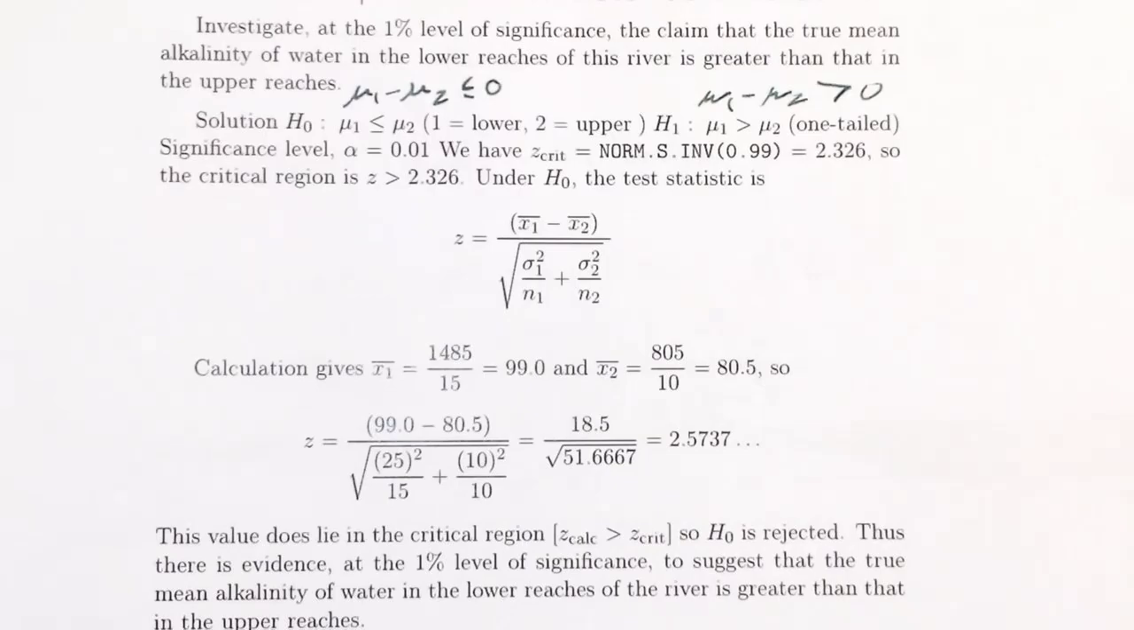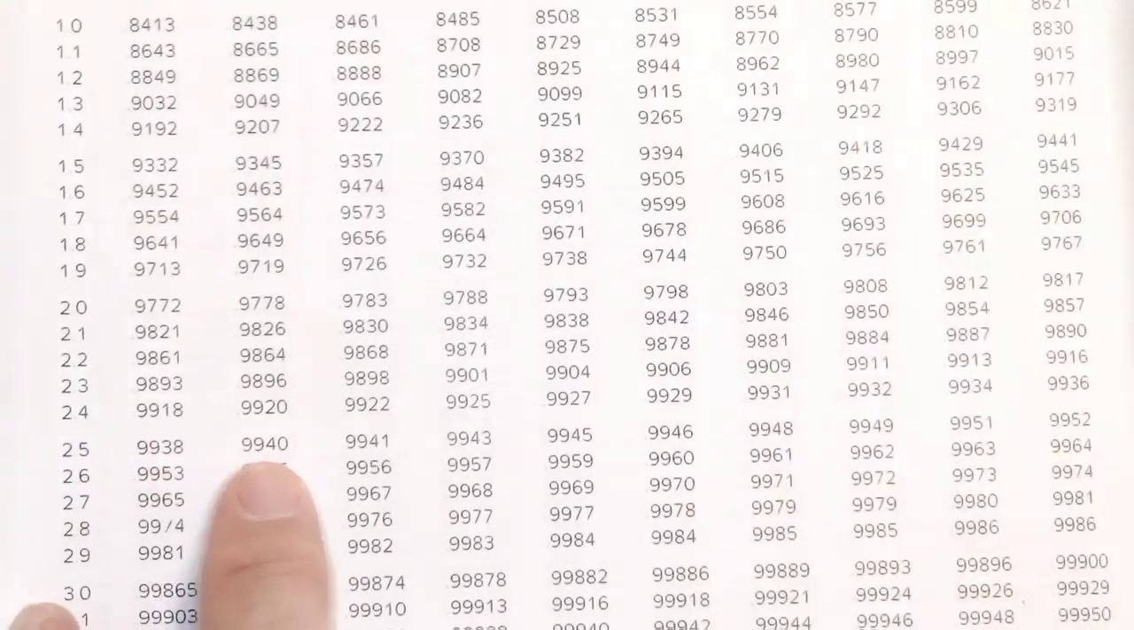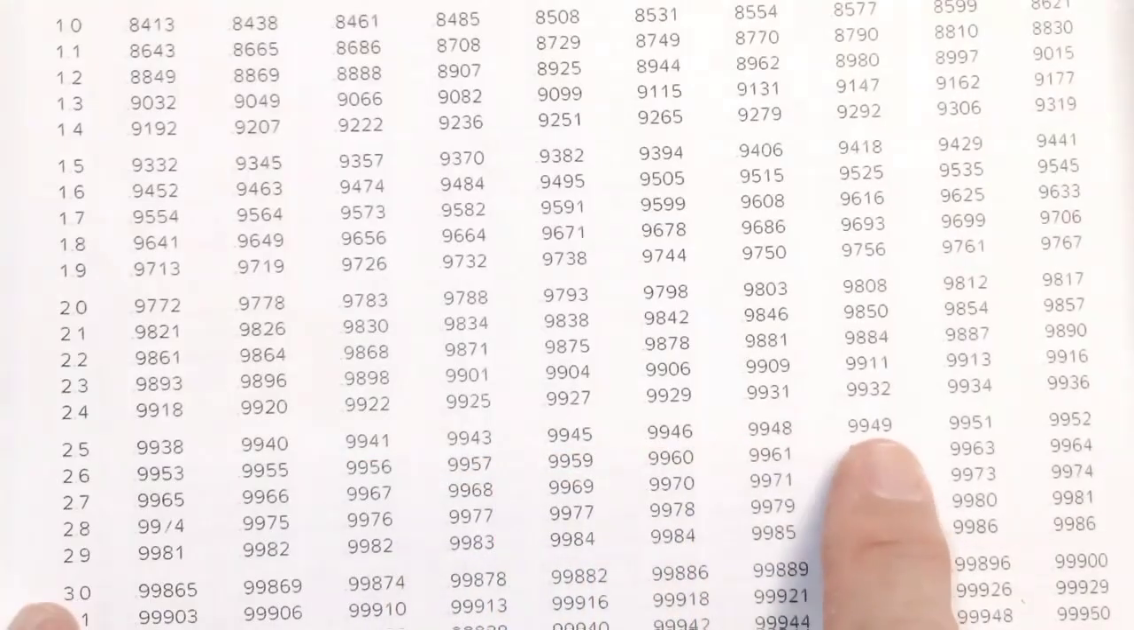I didn't do a p-value, but I got this number, 2.574. Let's just call it 2.57. What's the p-value that goes with 2.57? Normal distribution, that means I can use table C. And if I'm using positive 2.57, 2.5, 0, 1, 2, 3, 4, 5, 6, 7. 0.9949.